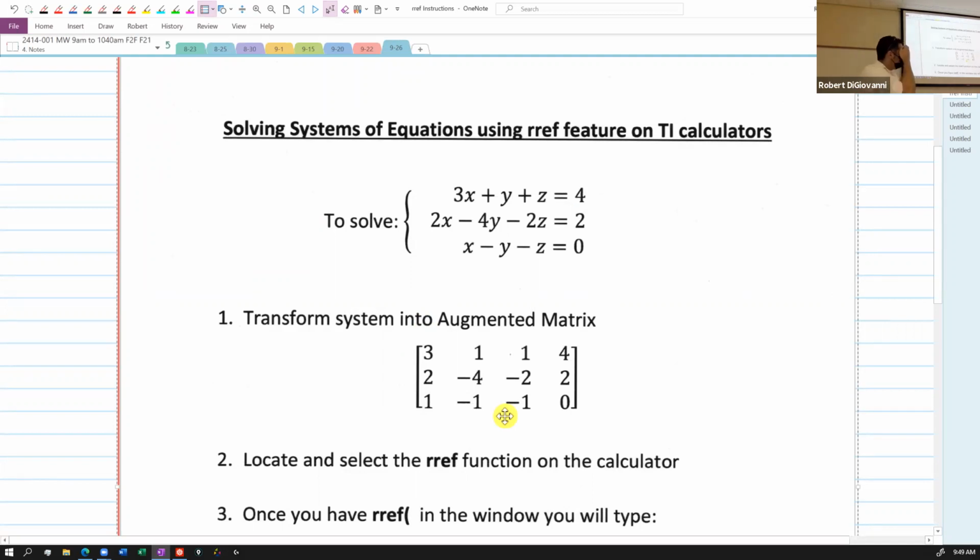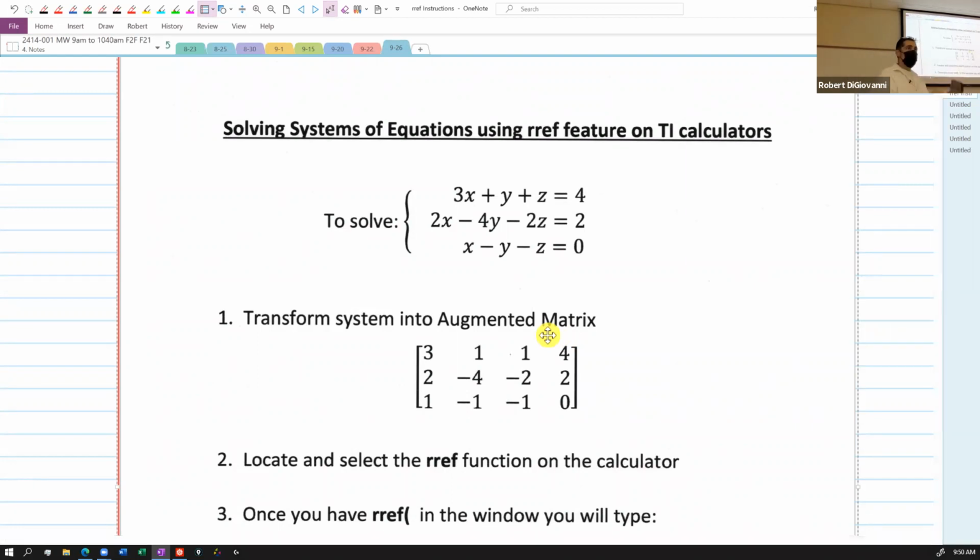Now, remember what this means. When you see a matrix like this, all it means is you have 3 times some variable, in this case x, plus 1 times some variable, in this case y, plus 1 times some variable, in this case z, equals 4. That's what that line means, right? Just remember that, okay? Because what we're going to do is type that into our calculator.